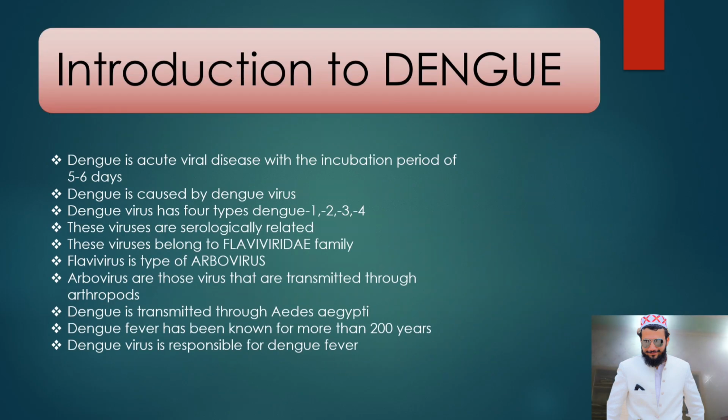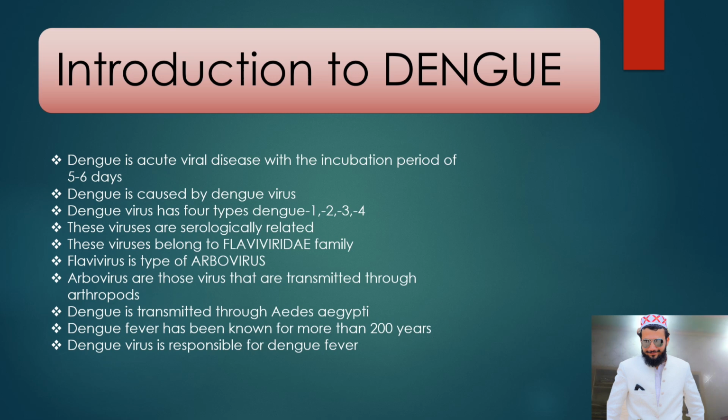So dengue is an acute viral disease with an incubation period of 5 to 6 days. Acute viral disease means that its symptoms occur suddenly and last for a short period of time. Incubation period means that the appearance of the virus occurs within 5 to 6 days. Dengue is caused by dengue virus. There are 4 types of dengue virus: dengue 1, 2, 3 and 4.